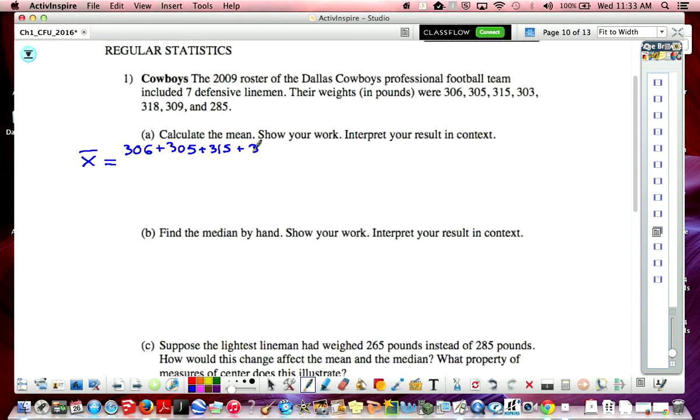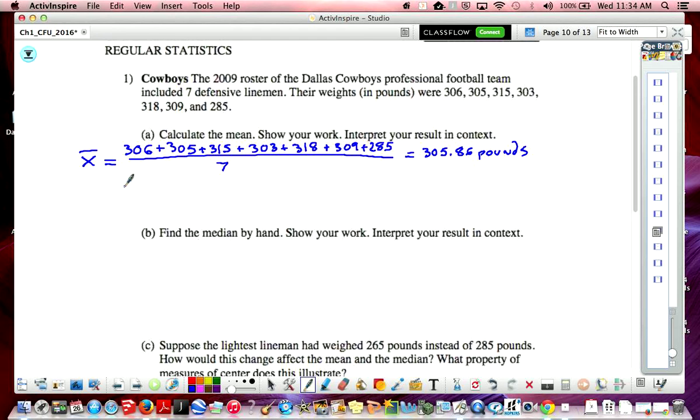But one of the things I suppose you could do is put all the data in list 1, and then just do one variable statistics. But we're just going to show you how to do it by hand. So those are the 7 weights. Divide by 7 equals 305.86 pounds. So what does that actually mean in the context of the problem?